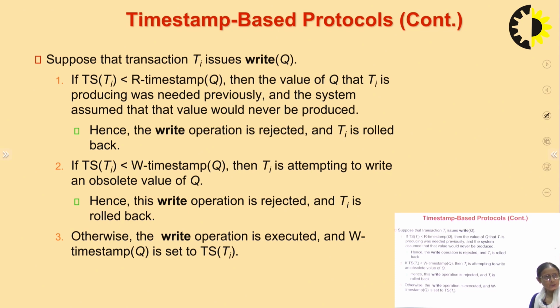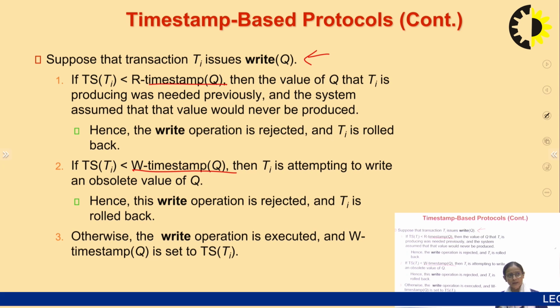Similarly, before executing the write operation, we need to check the R timestamp of Q as well as the W timestamp of Q. First we make a comparison with the read timestamp value. If timestamp of Ti is less than read timestamp of Q, then the value of Q that Ti is producing was needed previously, and the system assumed that the value would never be produced. Hence, the write operation is rejected and Ti needs to be rolled back.